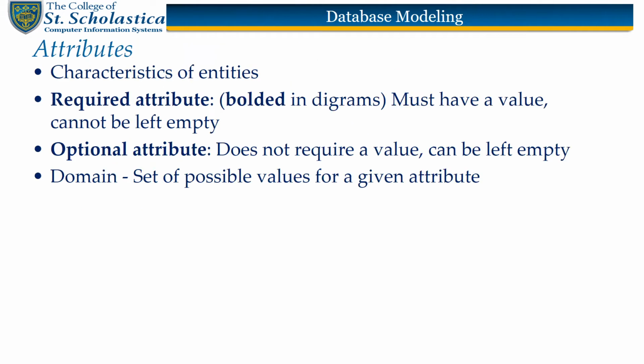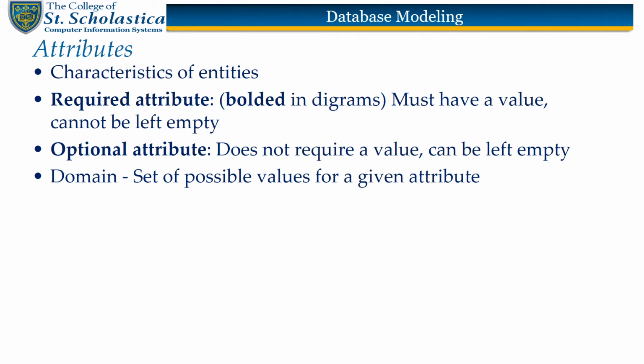Attributes are characteristics of entities. A required attribute, usually bolded in our diagrams, is an attribute that must have a value. In other words, it cannot be left empty. An optional attribute is an attribute that does not require a value. Therefore, it can be left empty.